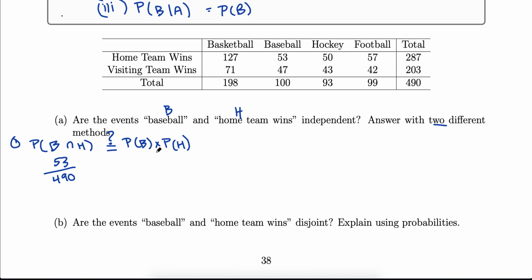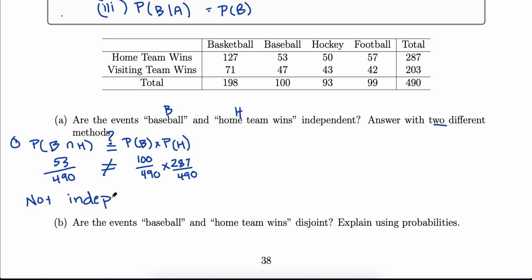Our right-hand side, baseball, we have 100 out of the overall total. And home team, we have 287 out of the overall total. Grab your calculators and pause if you want. Try and work out both sides here. And you should get that the left-hand side and the right-hand side are not exactly equal. So when the two sides are not equal, that means they're not independent.